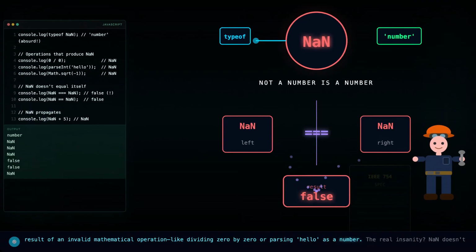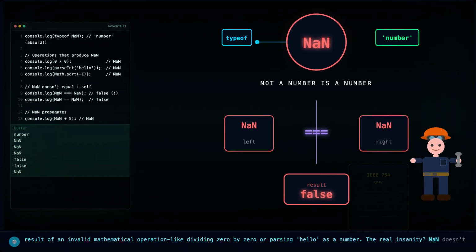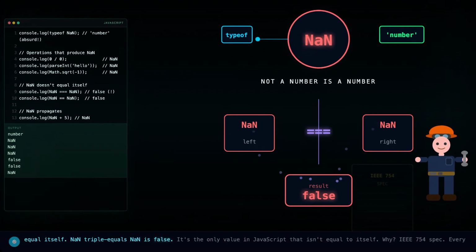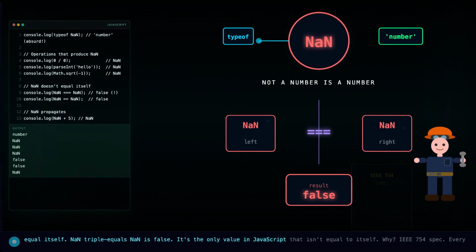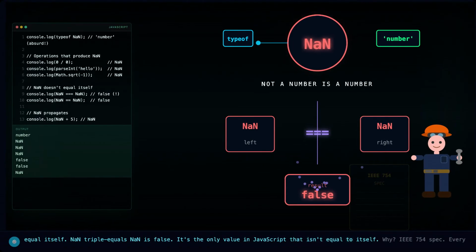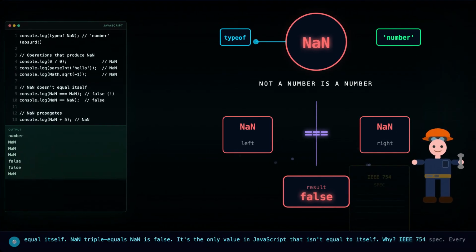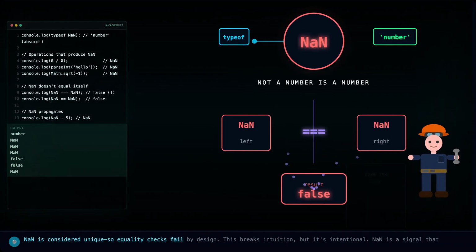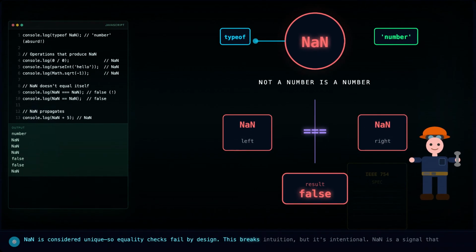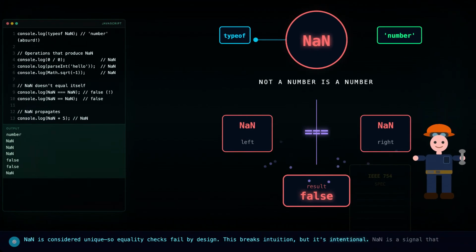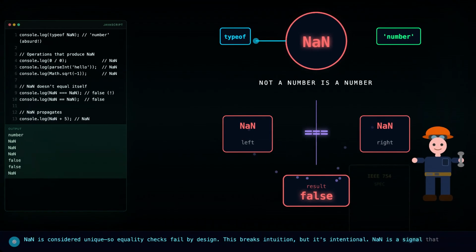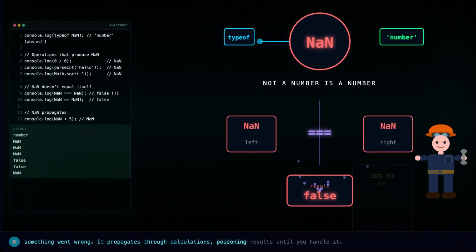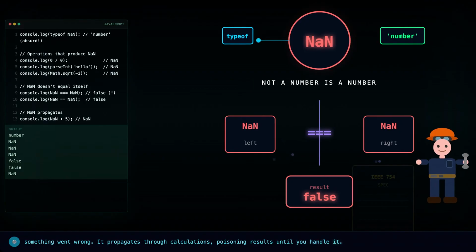The real insanity? NaN doesn't equal itself. NaN triple equals NaN is false. It's the only value in JavaScript that isn't equal to itself. Why? IEEE 754 spec. Every NaN is considered unique, so equality checks fail by design. This breaks intuition, but it's intentional. NaN is a signal that something went wrong. It propagates through calculations, poisoning results until you handle it.